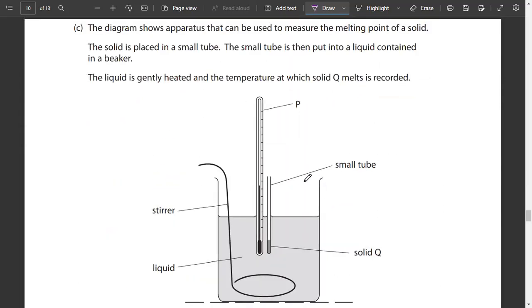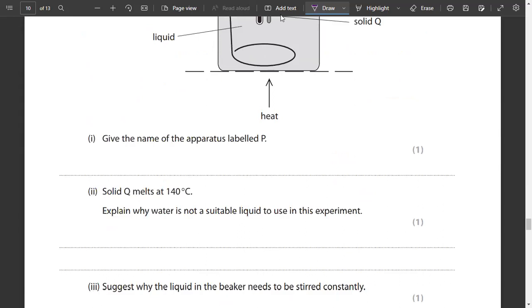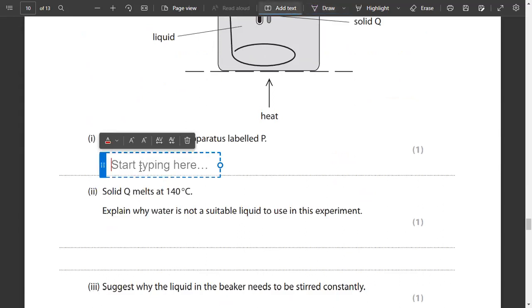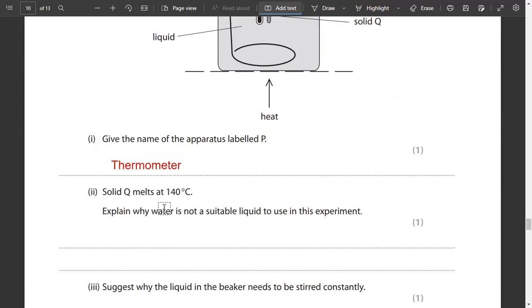जो पूरा apparatus है ना, इसको हम एक नाम देते हैं. We haven't done this yet. लेकिन ये जो P है, P वाले का नाम क्या है? We call it a thermometer. या कुछ basically क्या है? This is known as a thermometer, or we use it to measure the temperature. Basics है बिल्कुल. Thermometer. Solid Q melts at 140 degrees Celsius.